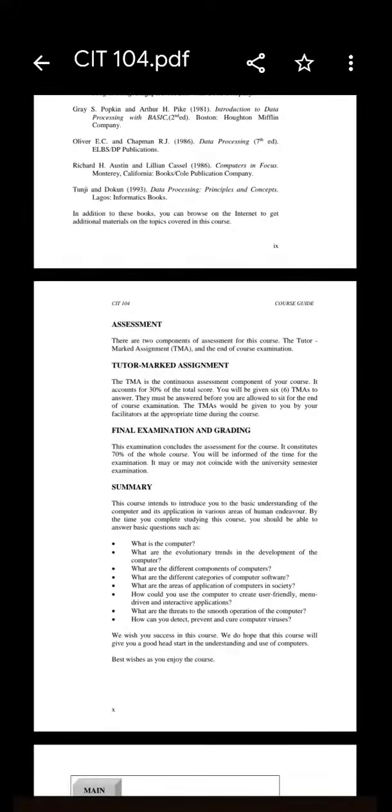From what we see in the course material, a computer is basically a machine that is used for processing data to produce required information.